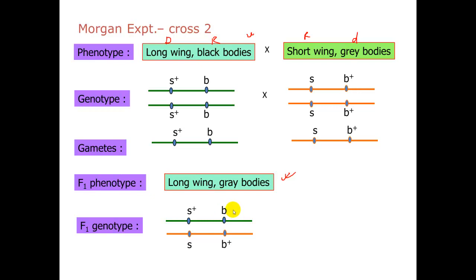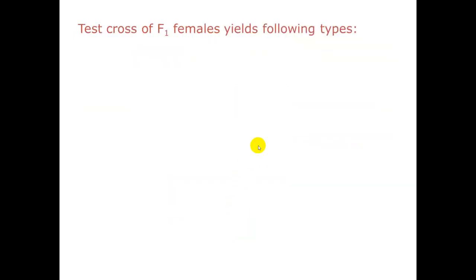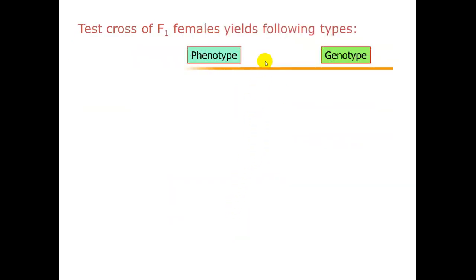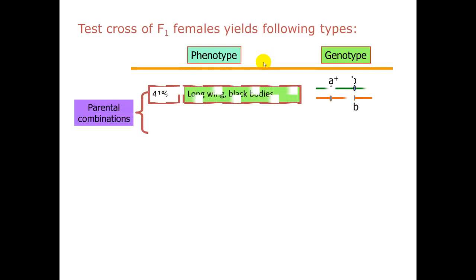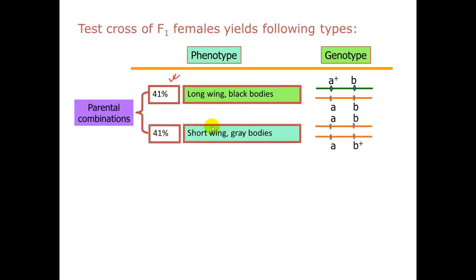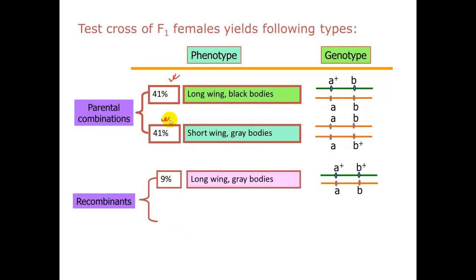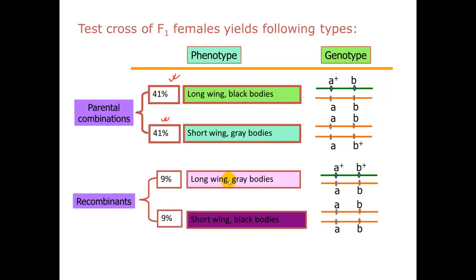So what happens as a test cross, the parental combination now long wing black bodies, this now we get 41%, short wing grey body, this now we get 41%, and the recombinants as per the new cross, the long wing grey bodies and the short wing black bodies, now you are getting only 9%. So again the parental combinations were much more. That was the observation. It is the same observation what we have seen in the experiment number 1 as well.